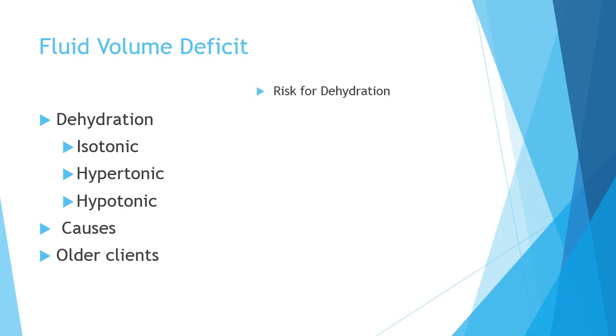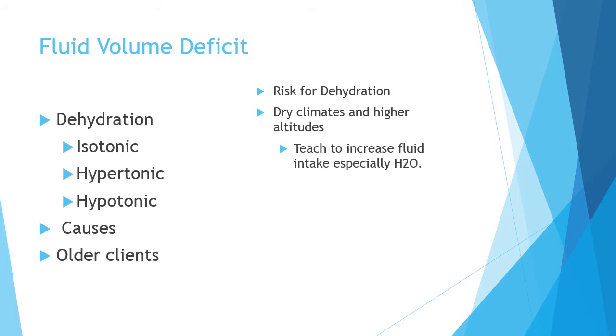Okay, so let's recap. Who is at risk for dehydration? Those at risk are those that live in dry climates and higher altitudes due to fluid loss through the respiratory tract. Teach individuals who live in dry climates or higher altitudes to increase their fluid intake and avoid fluids that increase fluid loss, such as alcohol or beverages containing caffeine.